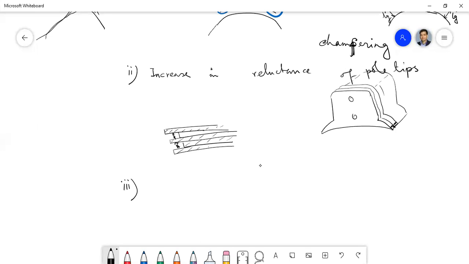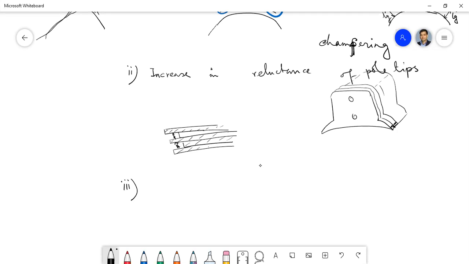Yeah, I do understand this. Flux swinging would not have any effect. Yes, sir. No, flux swinging will not be affected due to this. Flux swinging is affected if we use a solid pole or a laminated pole, solid iron pole or laminated iron pole.